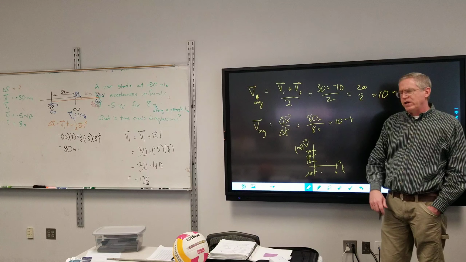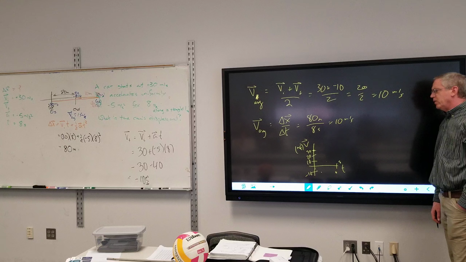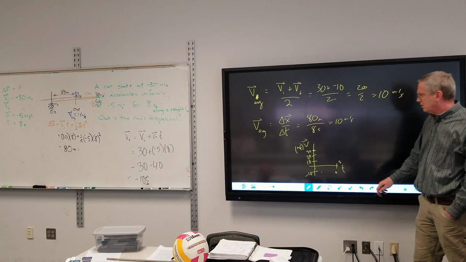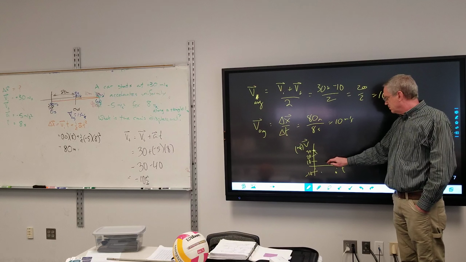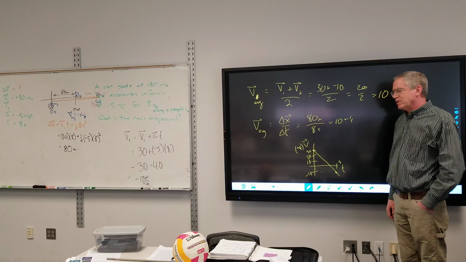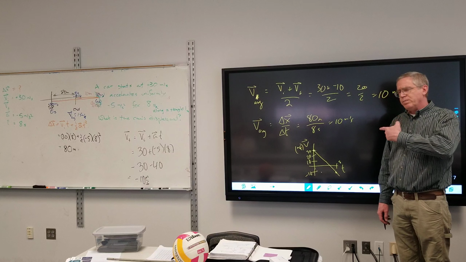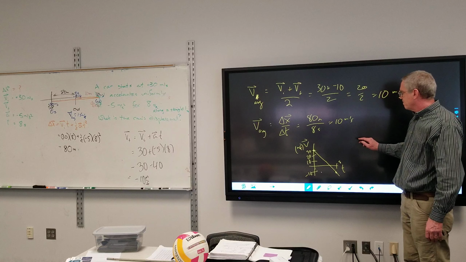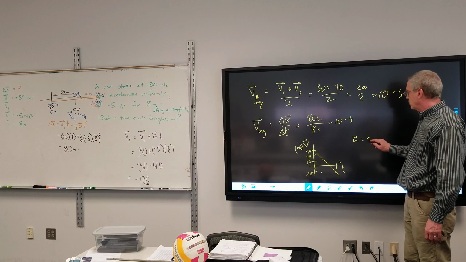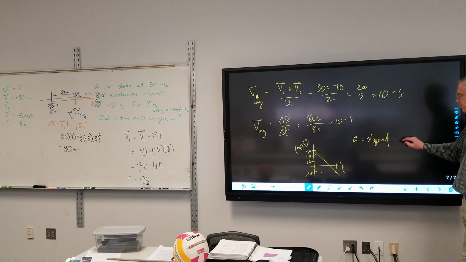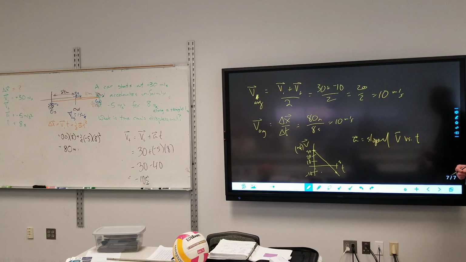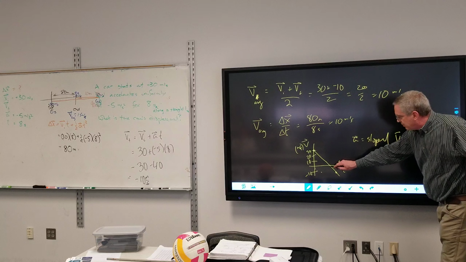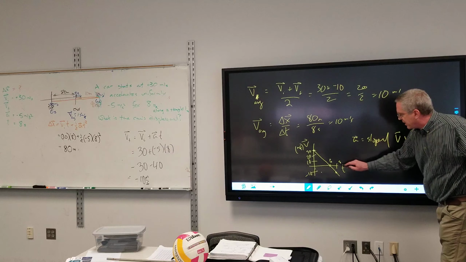I know my acceleration is constant, and I know acceleration is the slope of this. Since acceleration is constant, the slope of the velocity time graph has to be constant. Acceleration is slope of velocity versus time. And so that's what it looks like. Should be a straight line connecting the two. The cross of the x-axis at 6 seconds.